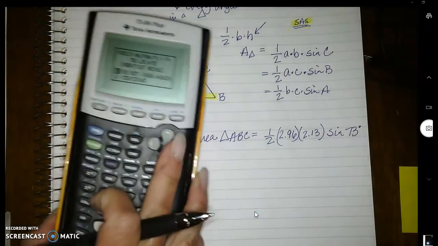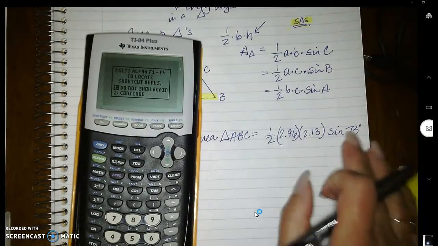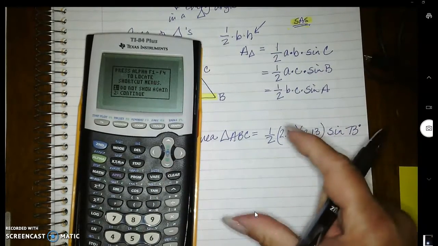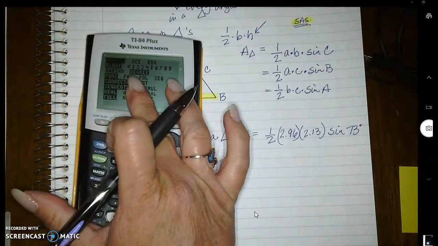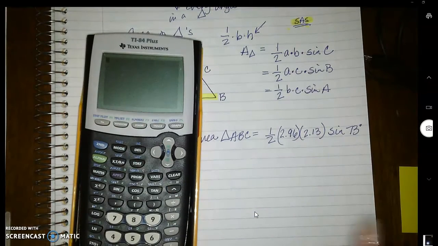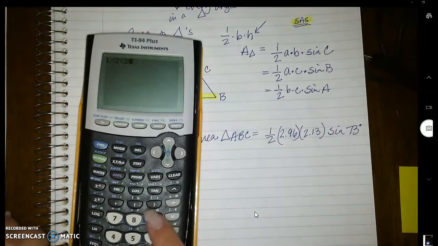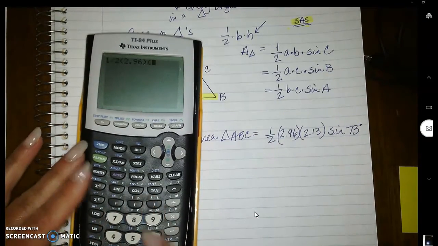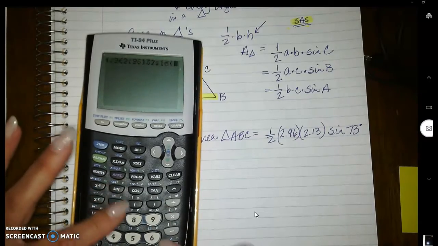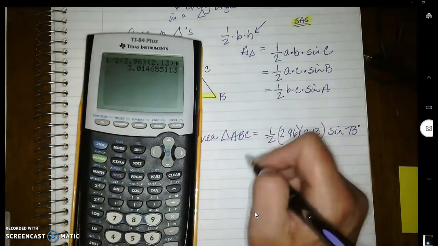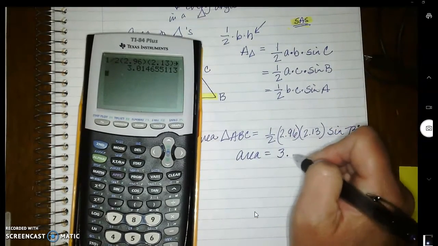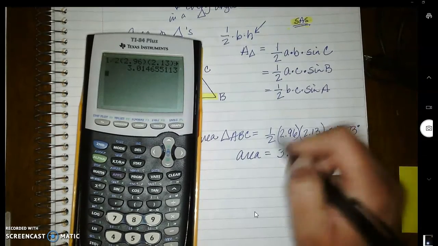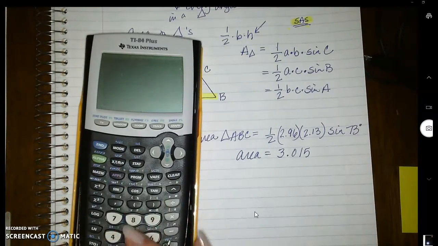Now, keep in mind, if you're on a unit circle, the sine of 73 degrees is going to be a value. When I go to punch this into my calculator, the first thing I want to make sure is that I'm actually in degree mode. Thank goodness that I am. So I'm going to do 1/2 times 2.96 times 2.13 times the sine of 73, following this formula. And the area is 3.015-ish. And that's all we have to do.